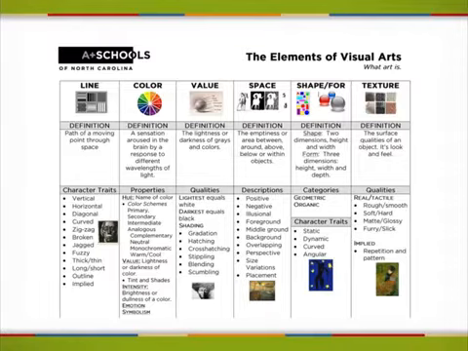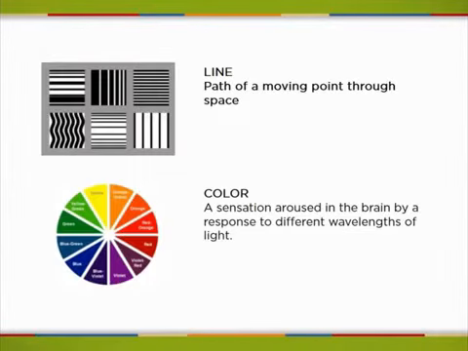The elements of visual art are the components or parts of a work of art that can be isolated and defined. They are the building blocks used to create a work of art. The elements of art include line, the path of a moving point through space. Lines can be vertical, horizontal, diagonal, curved, zigzag, thick, thin, long, or short.